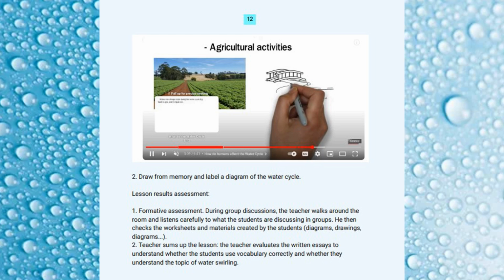Lesson results assessment. Number 1. Formative assessment. During group discussion, the teacher walks around the room and listens carefully to what the students are discussing in groups. Then the teacher checks the worksheets and materials created by the students, diagrams, drawings. Number 2. Teacher sums up the lesson. The teacher evaluates the written essays to understand whether the students use vocabulary correctly and whether they understand the topic of water cycle.